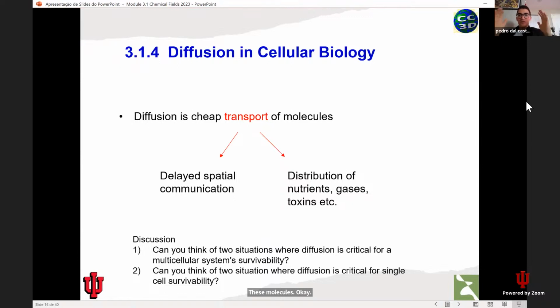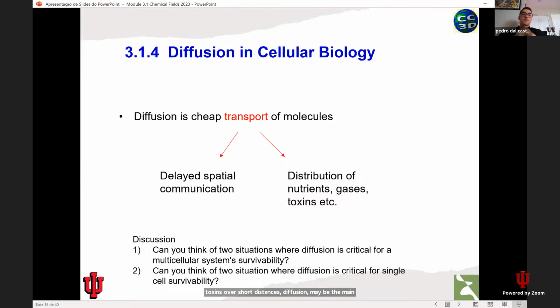And in the context of cellular biology, you have to understand that diffusion is a cheap process. It's a very cheap process. So whenever cells can communicate or survive via diffusion, this is a very favorable process for them. So for example, for distribution of nutrients, gases, and toxins over short distances, diffusion may be the main process.